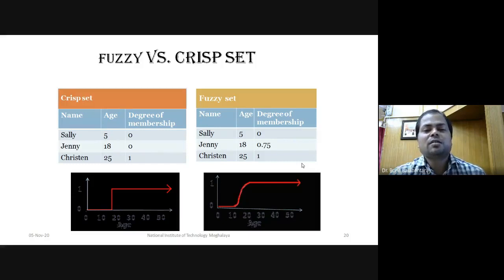Similarly, in case of fuzzy set, I have Sally, Jenny, Kristen with the same ages I have taken before, so I am calculating the degree of membership. As the diagram shows, you can easily visualize it is gradually increasing, right? At a certain point, the membership value is going to be 1. This gradual increase is the fuzziness part. That means here I can have 0.3, 0.2, like this. Jenny is 18, so the degree of membership I am considering is 0.7. But in case of crisp set, it is not like that. It is either 0 or 1.